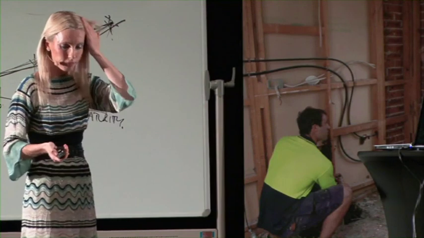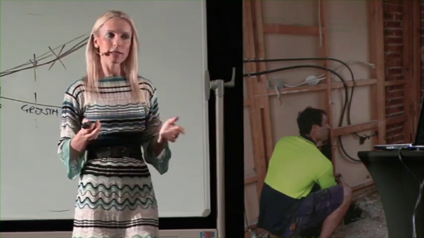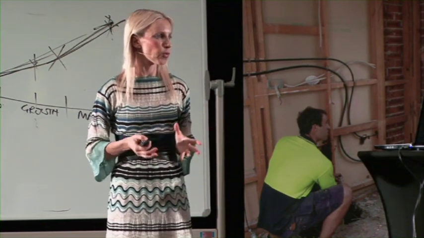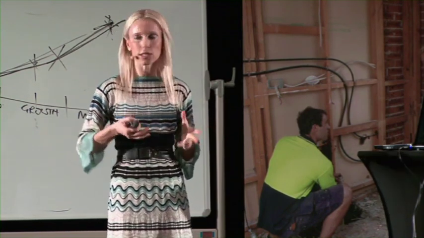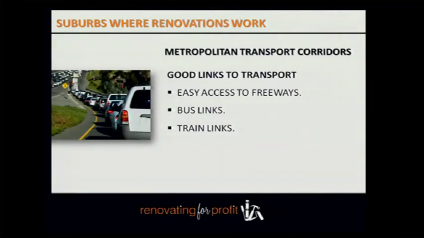All right. Metropolitan transport corridor suburbs. So there are great suburbs that are absolutely beautiful that provide an ease of use of people being able to get to and from work. So these are the suburbs that flank a major artery or a major freeway. Examples here in Sydney are suburbs like Baulkham Hills, Castle Hill, Westmead, Northmead.